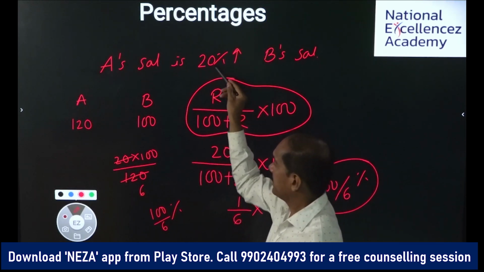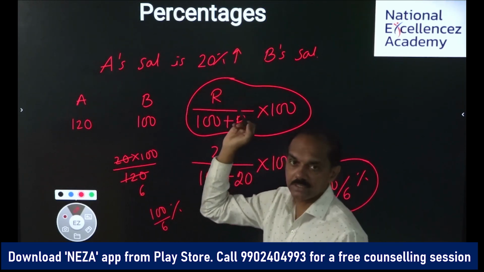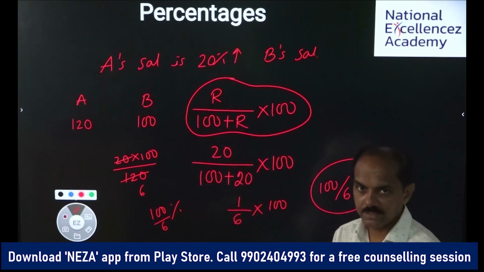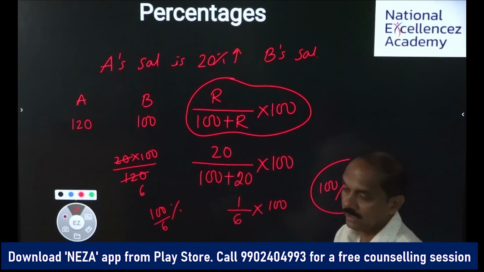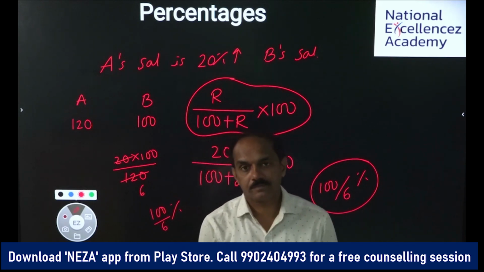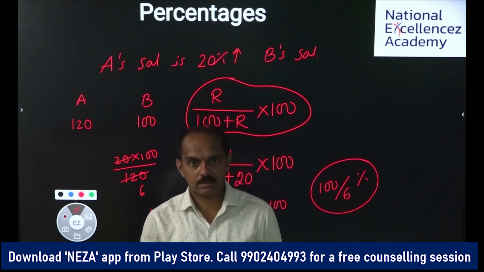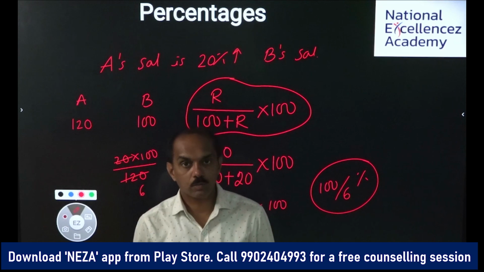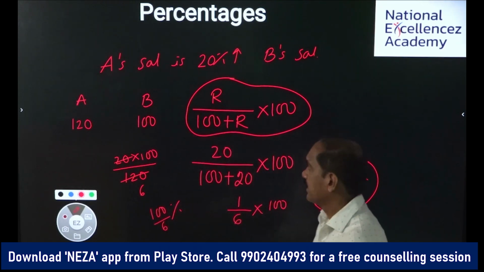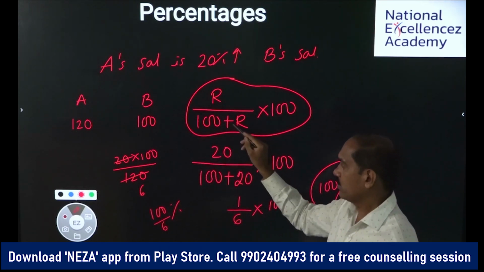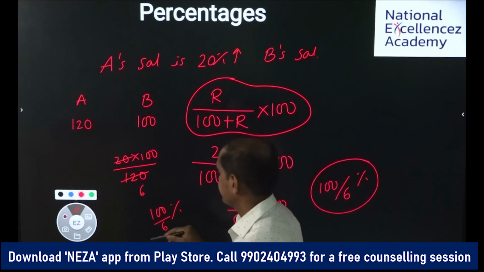sometimes he will say A's salary is 20% less than B's salary. Then B's salary will automatically be some percentage more than A's salary. How much? By what percent? In that case, you put minus here. Okay.